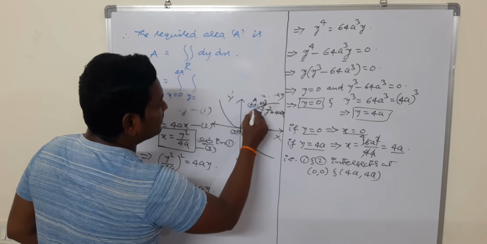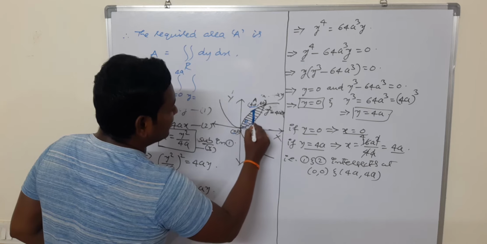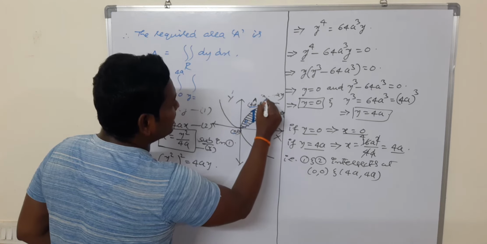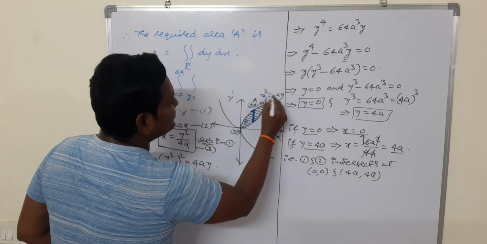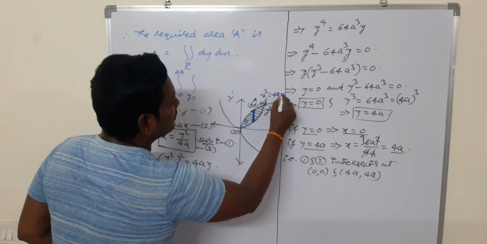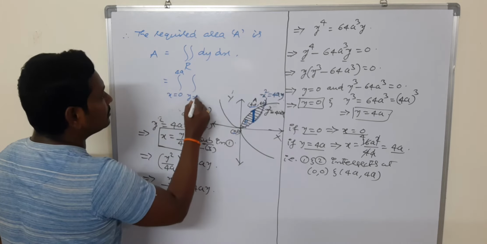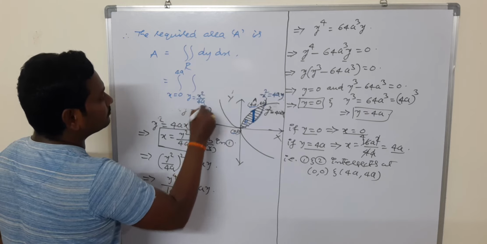For y limits, this is the lower part of the vertical strip. What is this? This is the arc of the parabola x square is equal to 4ay. From this, what is y value? x square by 4a.